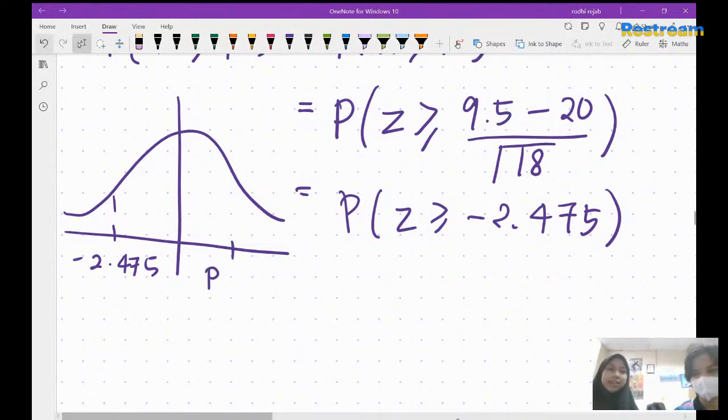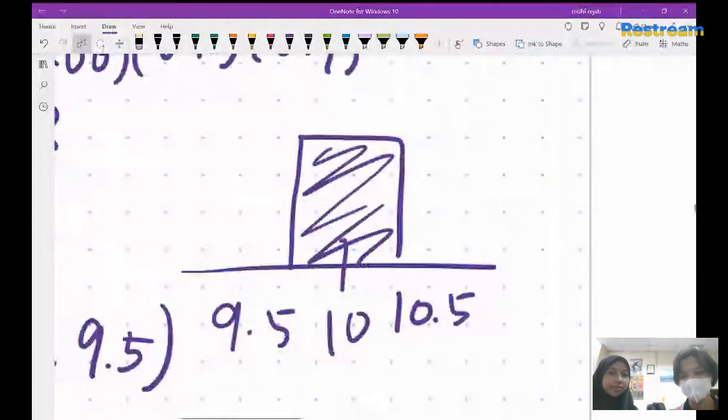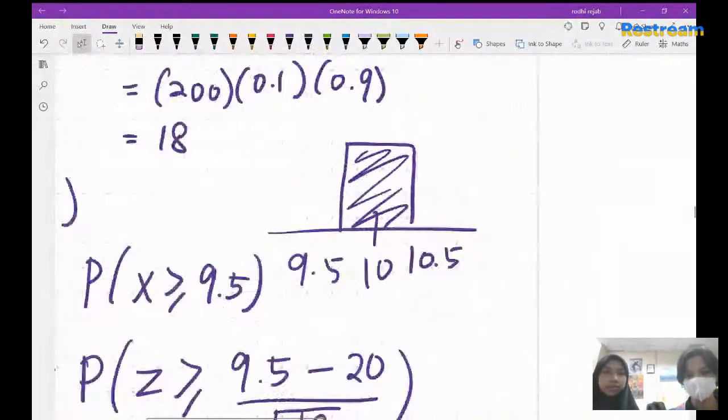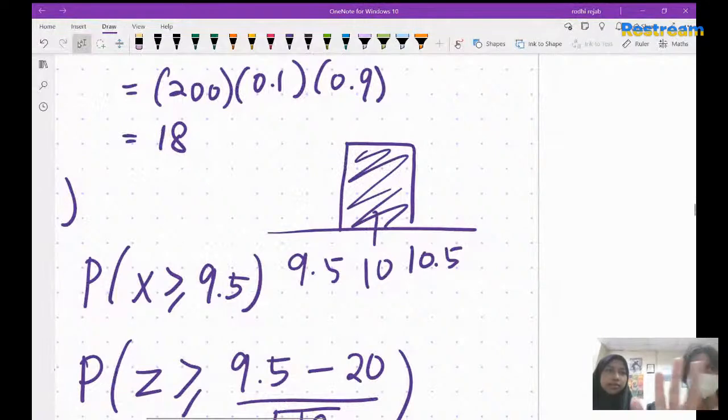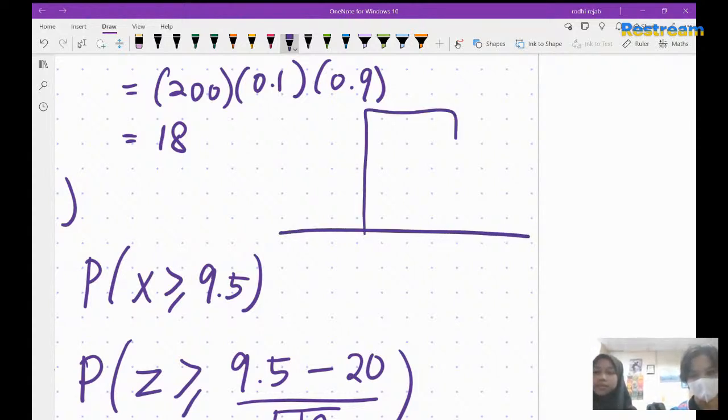Ada orang tanya kenapa 9.5? Sebab inilah. Kalau kita tengok, CA times AB. Imagine bar graph. For this kind of question, finding the area, imagine bar graph. And then this is 10.